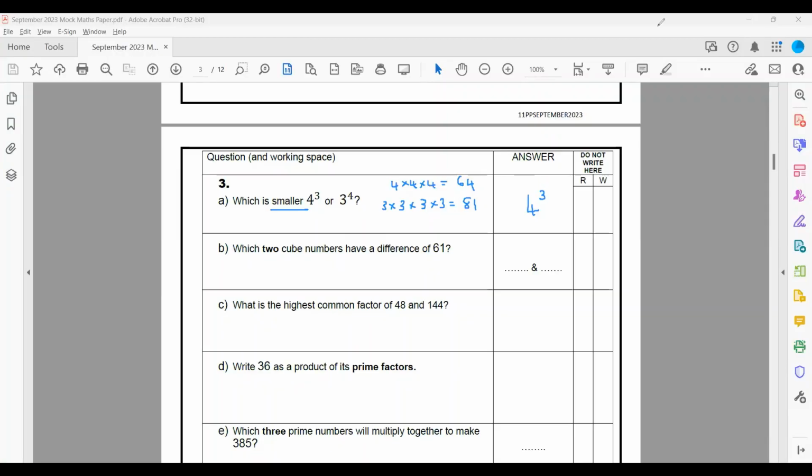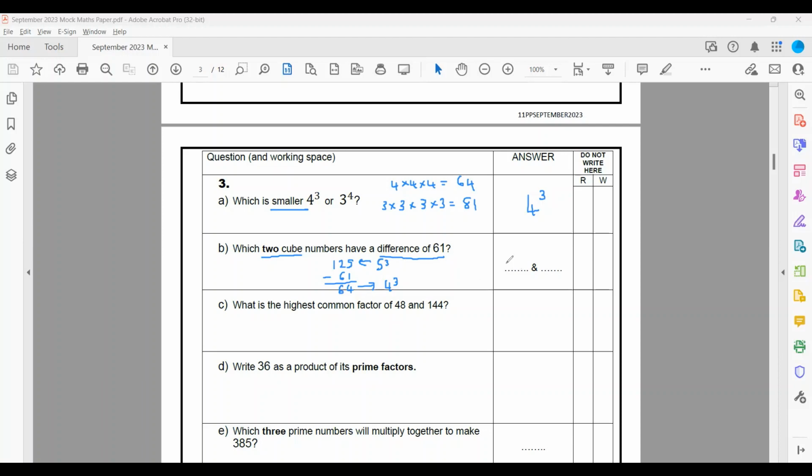Looking at question 3B, we've been asked to find two cube numbers which have a difference of 61. Because the difference is 61, it's quite large. I'm going to think about my first cube number over 100, which would be 125, which would be 5 cubed. And I'm going to take 61 away from it and see if I get a cube number. 5 take away 1 is 4. 12 take away 6 is 6. And I've got 64, and 64 is a cube number. It is 4 cubed. And obviously, 125 was 5 cubed.